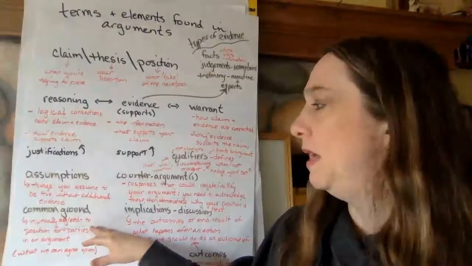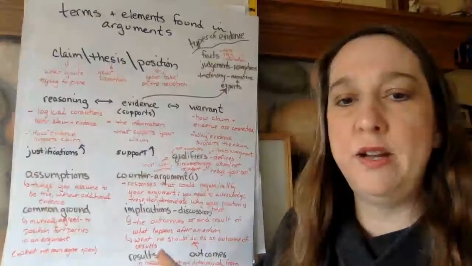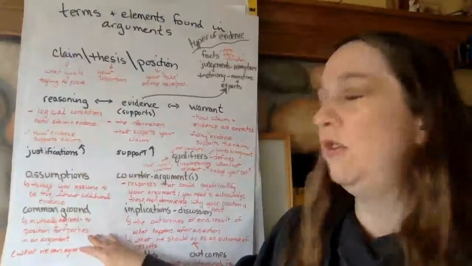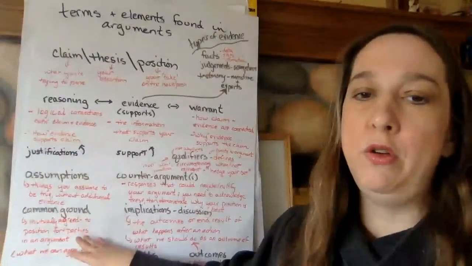In argument, you might hear the term common ground. This is something you're trying to work towards. You're trying to get to a mutually agreed upon position for all the parties involved in the argument. And this common ground is what you can all agree upon.